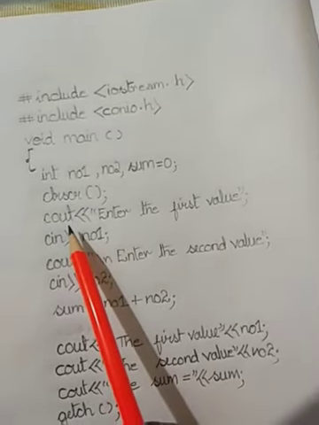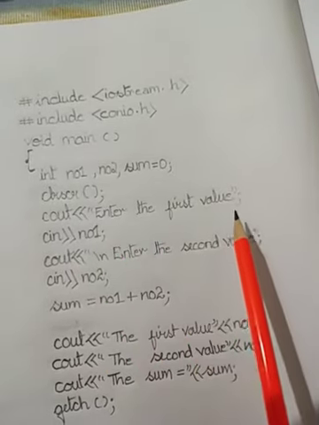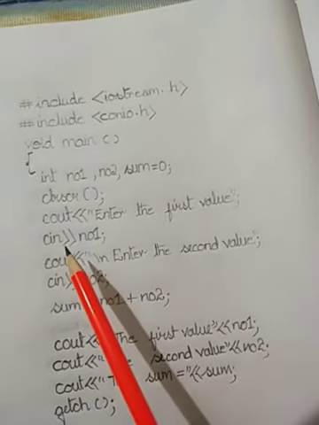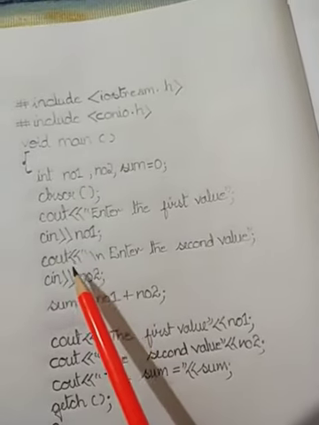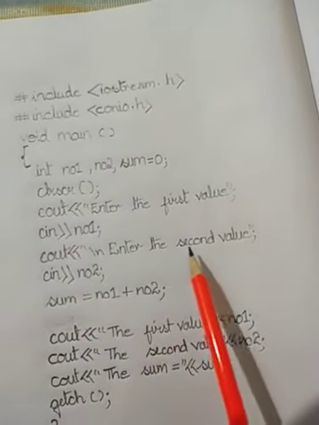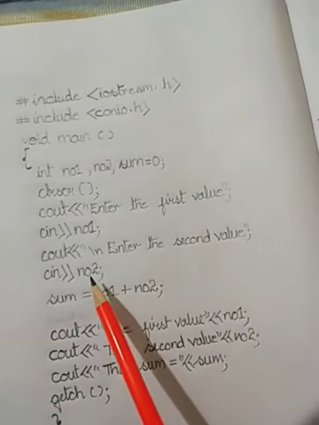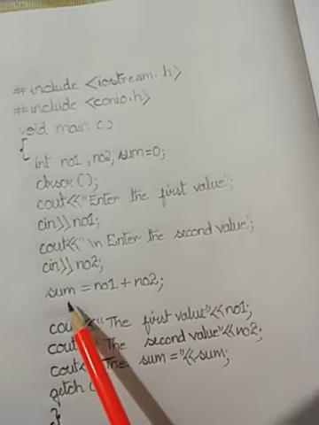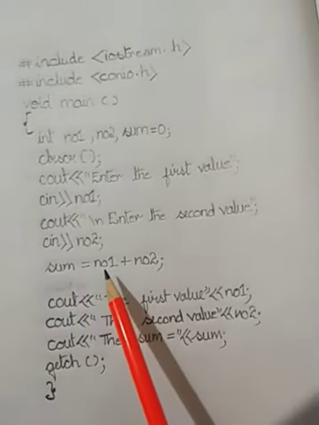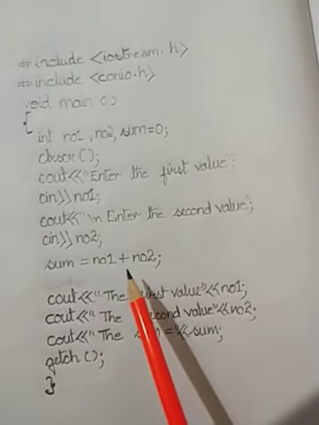Then next I ask the user using cout to enter the first value, and then I accept that value in my variable by using cin. Then next I ask the user to enter the second value, and I store that second value in the second variable, that is NO2. And then I calculate the sum of two numbers, that is sum is equal to NO1 plus NO2.